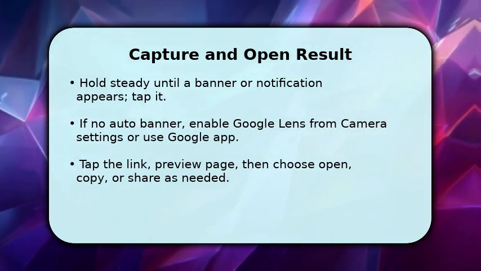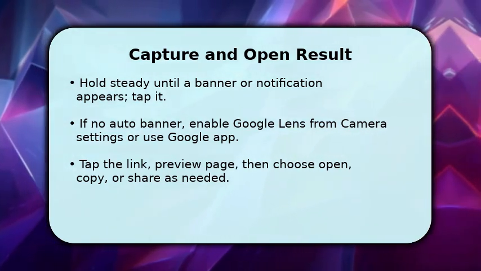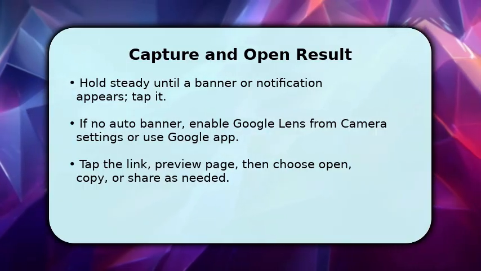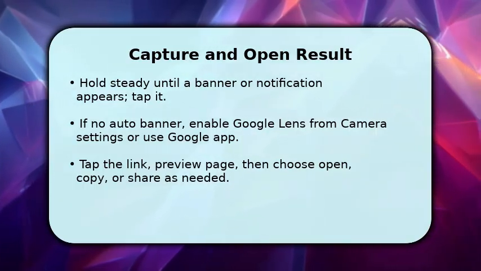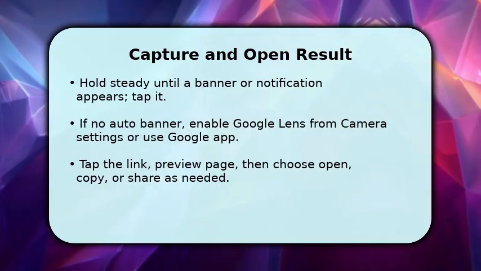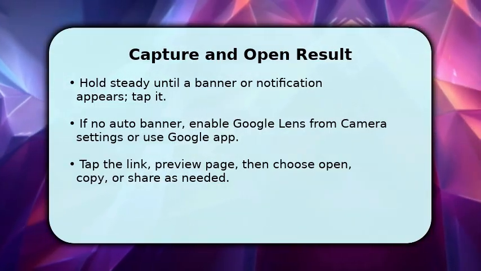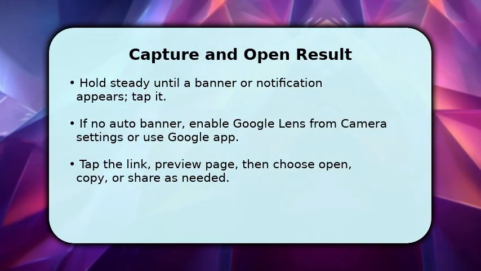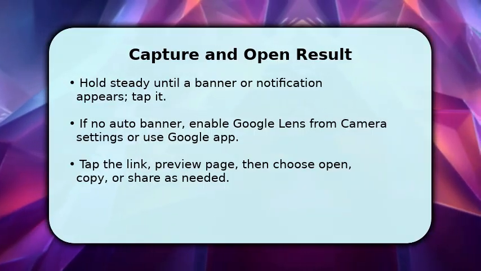If the camera doesn't show anything, enable Google Lens within camera settings or open the Google app and use Lens. This reads codes reliably. After tapping the detected link or content, you can preview it, choose to open it in your browser, copy the URL, or share it.